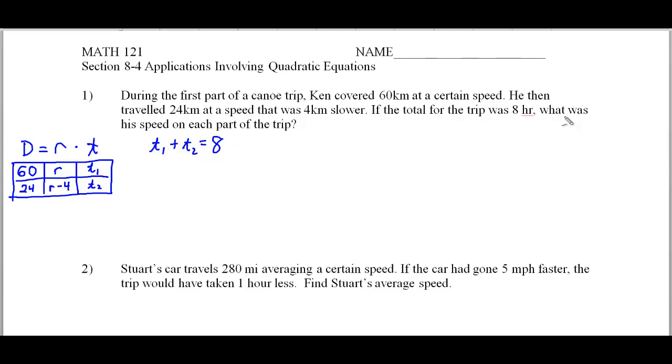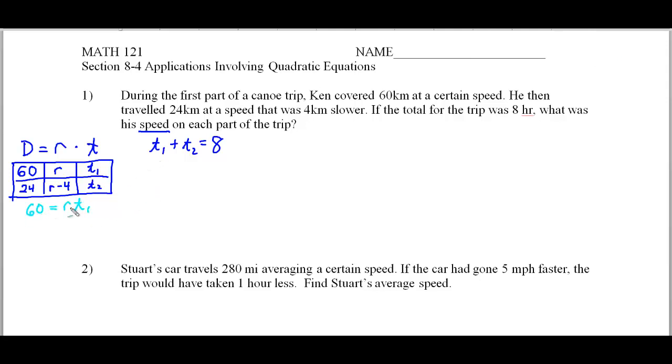Now, the problem is asking what is his speed? So I think we're trying to solve for r here. Well, let's go and see what we can do. My first equation is, and I'm going to color code these so this will help a little bit, let's go to light blue here. So my first equation is going to be 60 is equal to r times t sub 1.